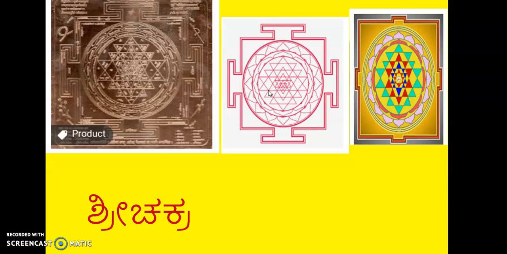Okay, children, though accurate geometric methods were used for the construction of these Homa kundas, yajna kundas and this Sri Chakra, the principles behind them were not discussed anywhere. Only some scholars in those periods knew about the principles. The common people did not know about any principles of these yantras. So this is the drawback. Common people did not have any knowledge about geometry at that time.